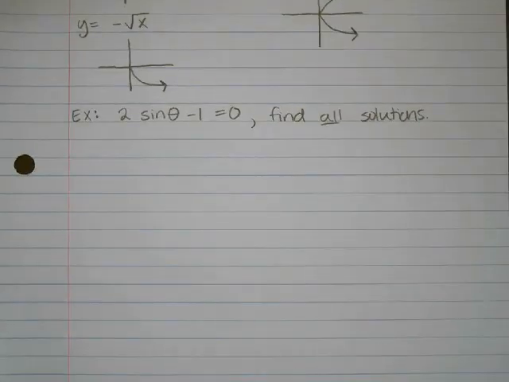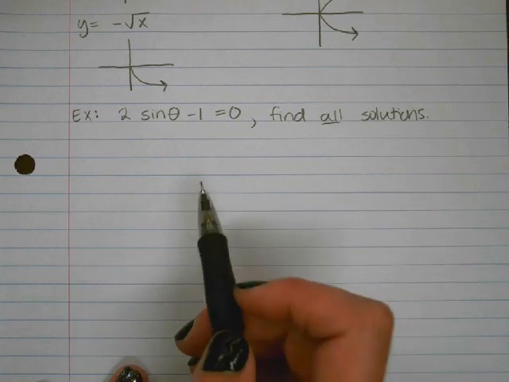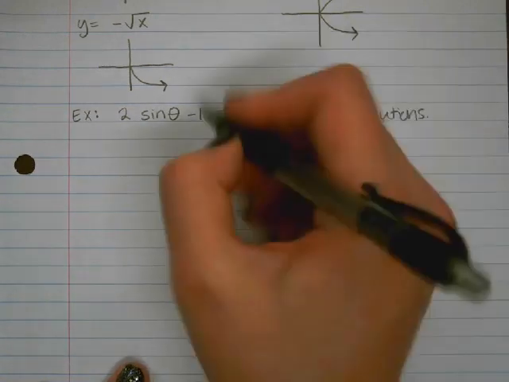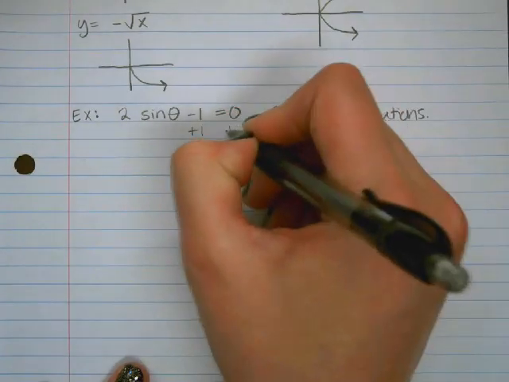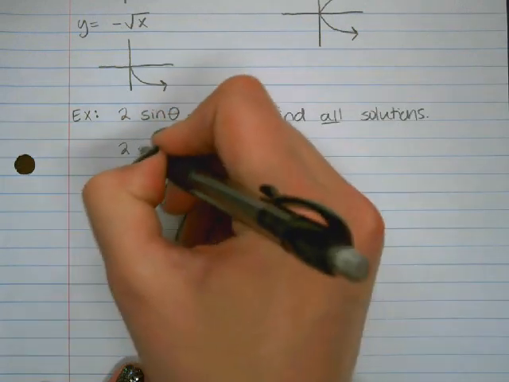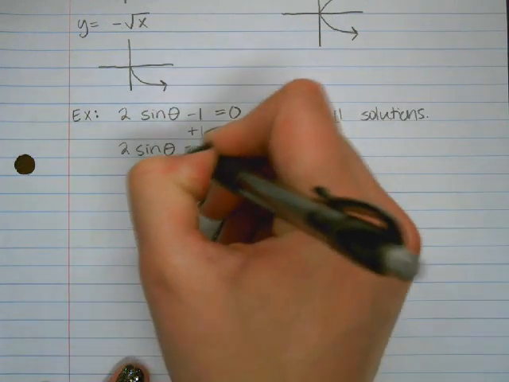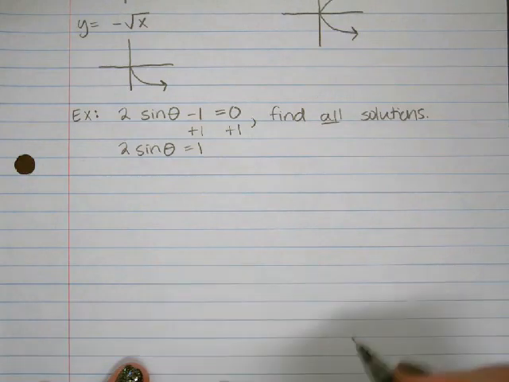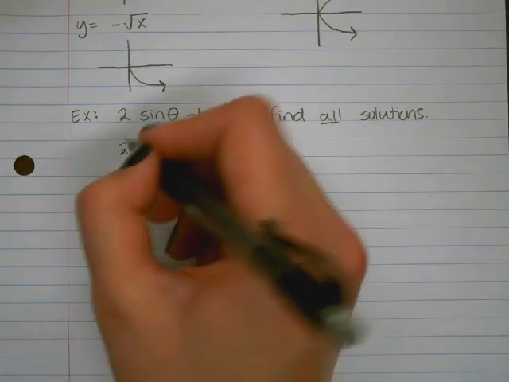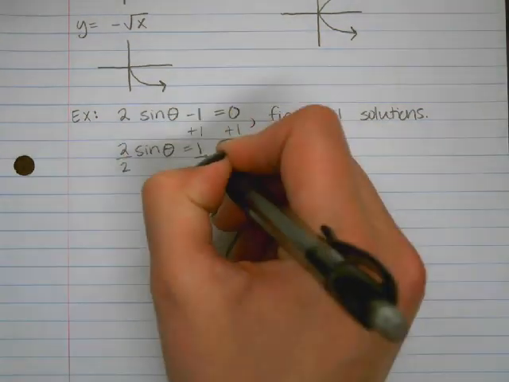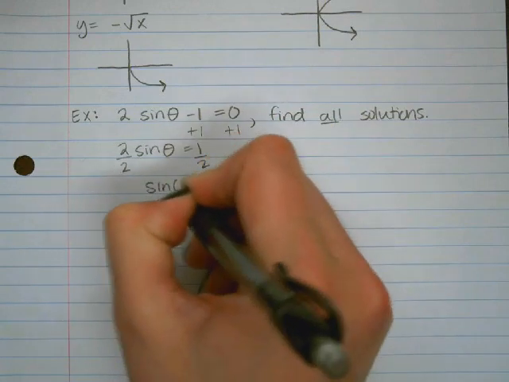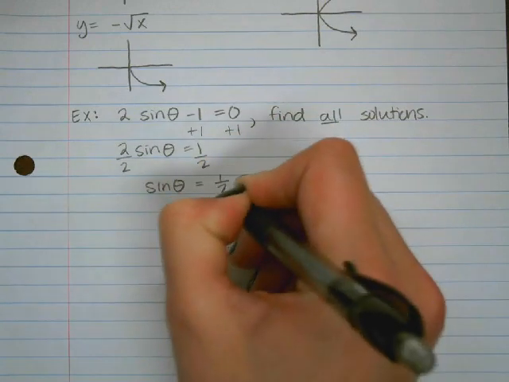So I'm going to go ahead and start moving things away from theta so I can get theta by itself. So I'm going to add 1 to the right side. That gives me that 2 sine theta equals 1. Then I'll go ahead and divide the 2 to the other side. So that means that sine theta equals 1/2.